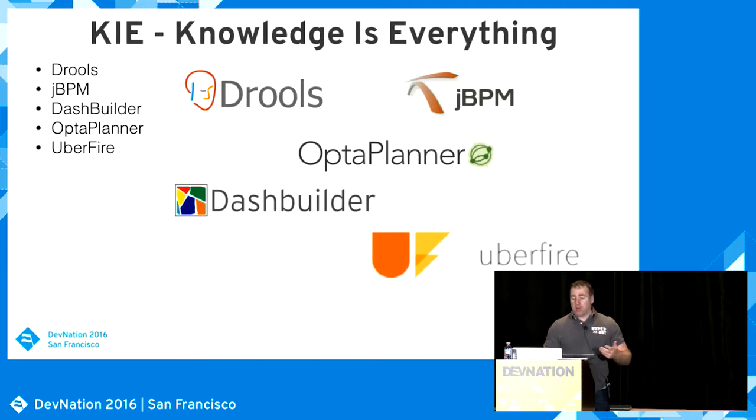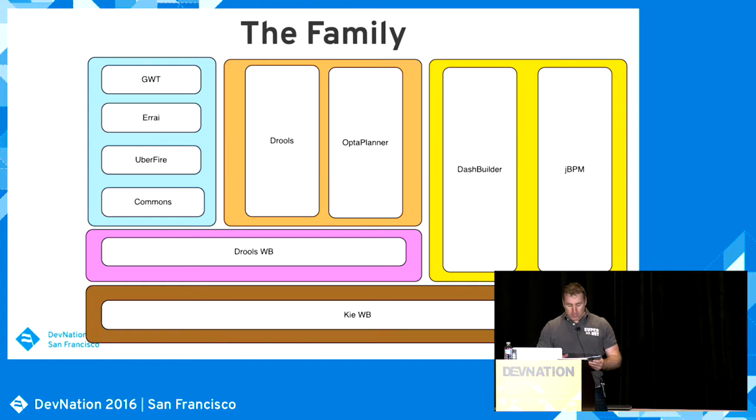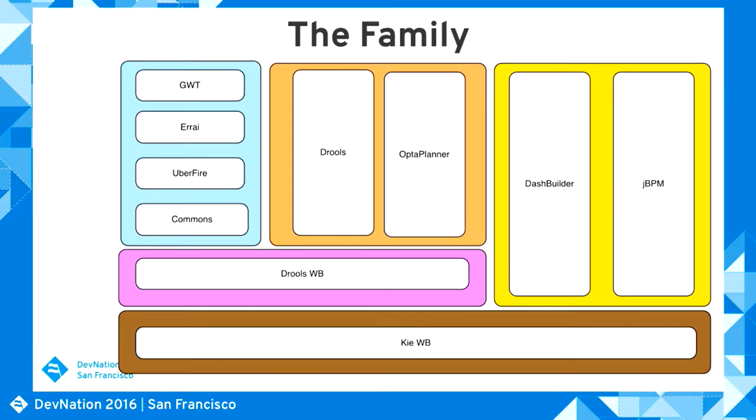So you'll often hear this word KIE, which stands for knowledge is everything, and it's just to try and bring an umbrella around the projects which we all belong to. A very crude diagram, apologize about the colors. So this is the family, the makeup and how they feed in. On the left side, you have the web stack: Git, Errai, UberFire, Commons, which includes things like forms and data modeler. In the middle, you have the runtimes for Drools and OptaPlanner. And on the right, you have DashBuilder and jBPM.